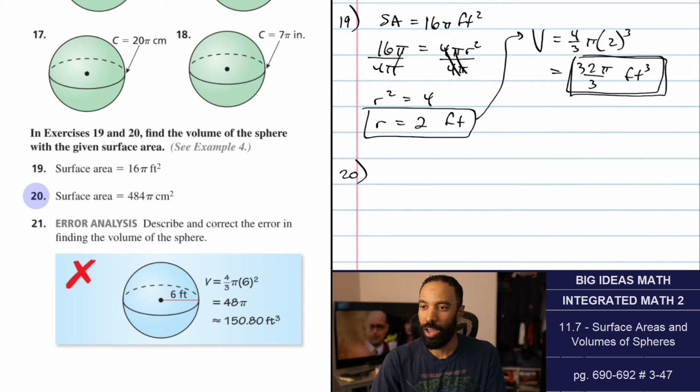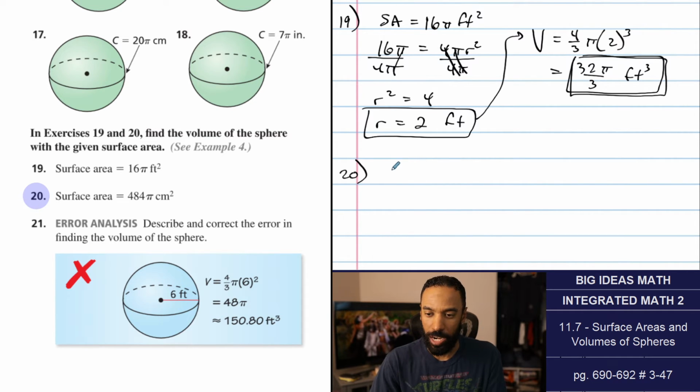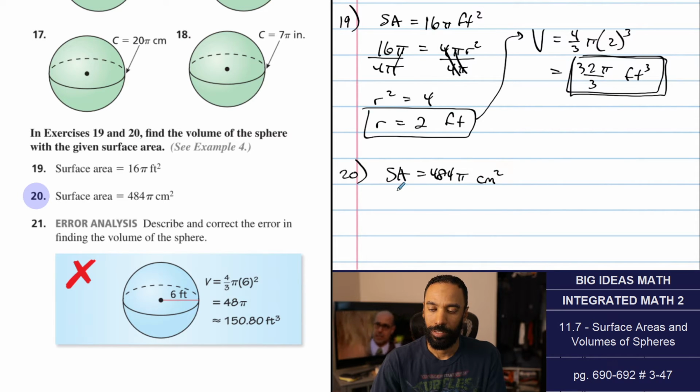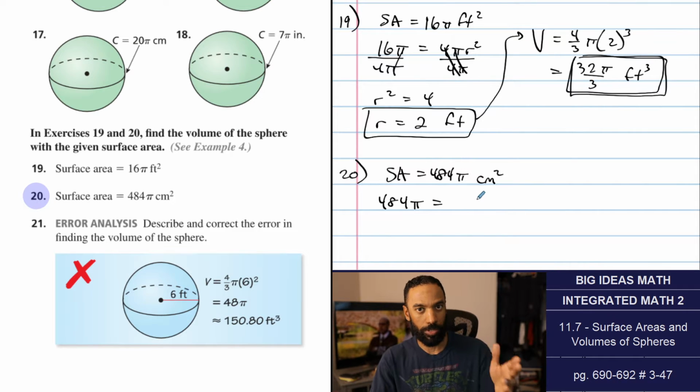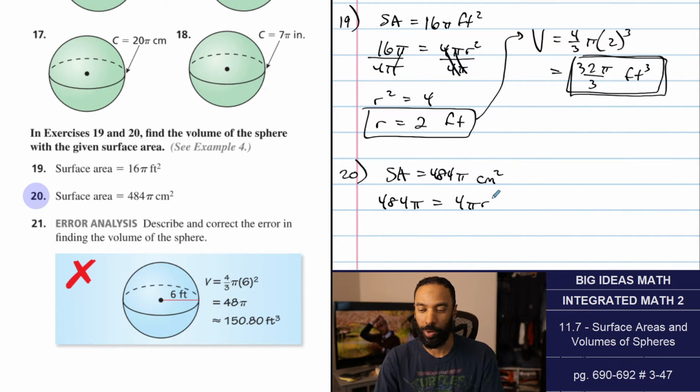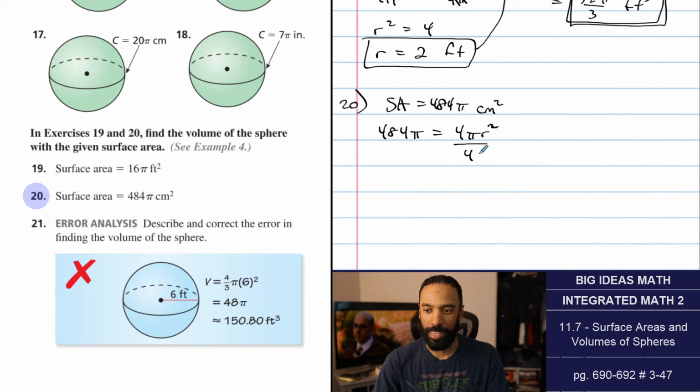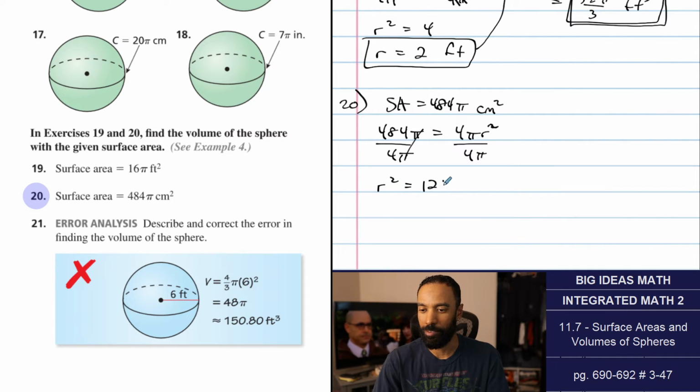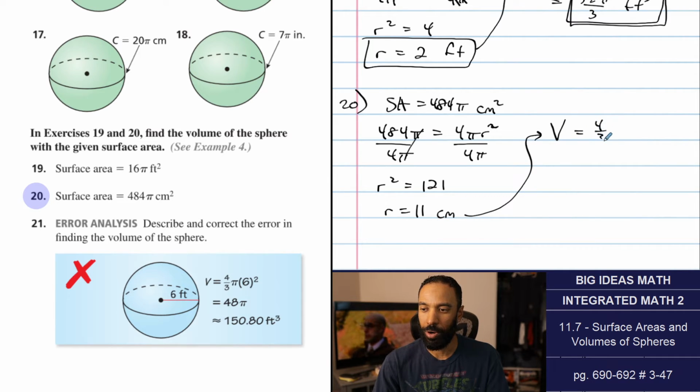Surface area equals 484 pi square centimeters. 484 pi equals, formula, 4 pi r squared. Remember, this is a sphere, not a hemisphere. Divide both sides by 4 pi in this case. We get 121. That's also a perfect square. They've been very nice with clean numbers so far. So r is 11 centimeters. That's our radius. We use radius to get volume, 4/3 pi times the radius cubed.